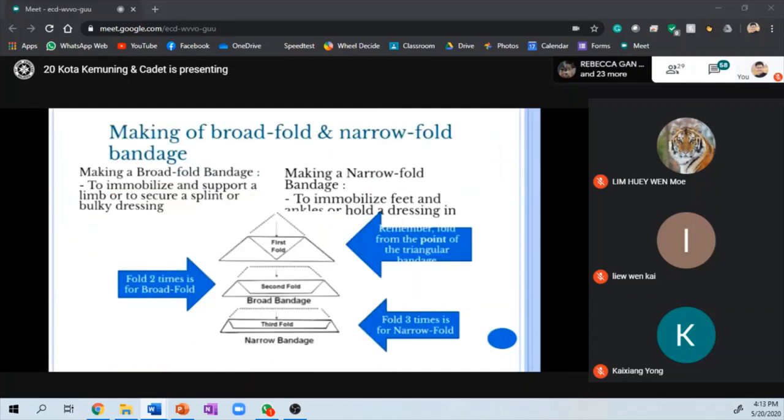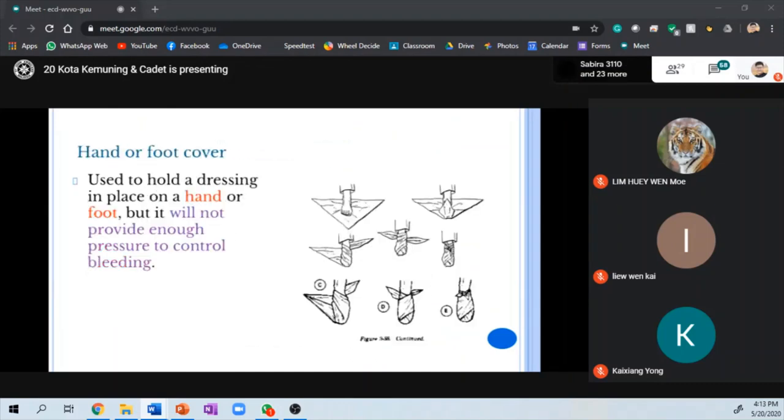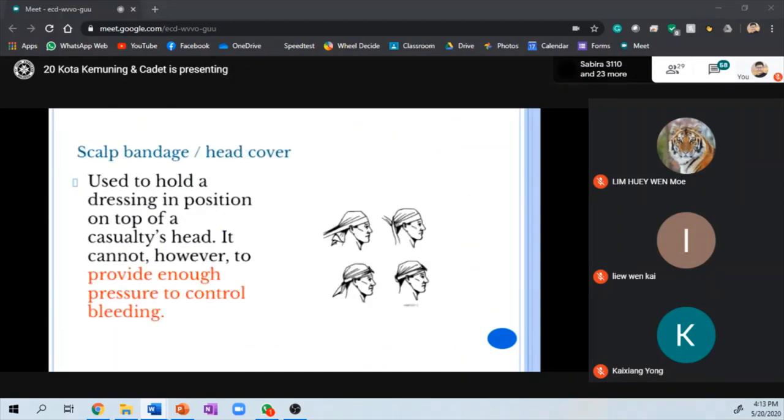Can you hear? Oh, I see. Because I'm using two devices to make sure that my voice is clear. Okay, is there any echo now?